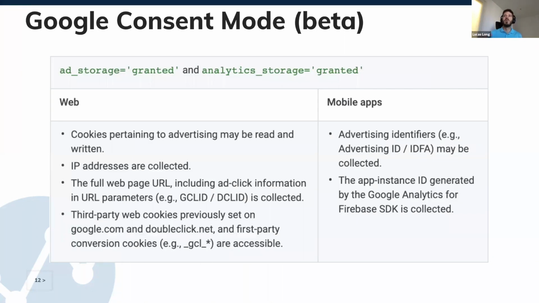What do these things mean? What is enabled and what is disabled when ad storage and/or analytics storage is either granted or denied? When both are granted, more or less the tags will operate as they have in the past. Cookies pertaining to advertising are able to be read and written, IP addresses are collected, the full web page URL, including ad click information, is collected, and third-party web cookies previously set on Google and DoubleClick, as well as first-party conversion cookies, are accessible. Imagine for Google Analytics, for example, that you had enabled advertising features, and then all of your Google Ads tags were also implemented. This behavior is going to be like that.